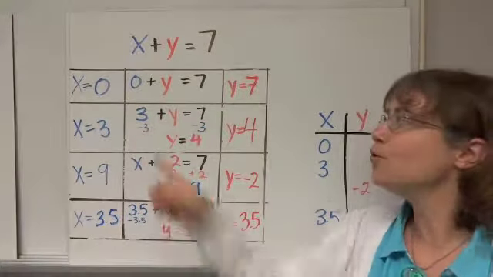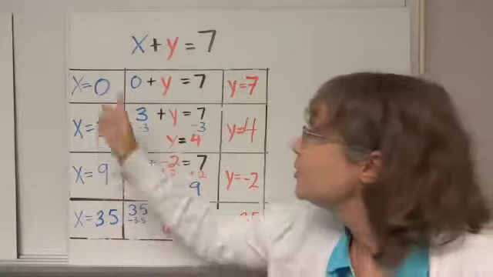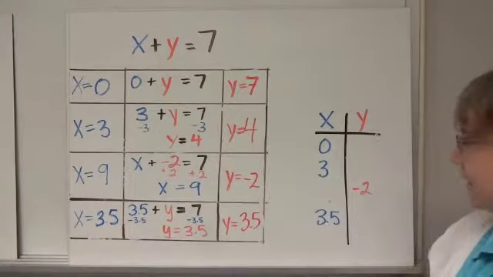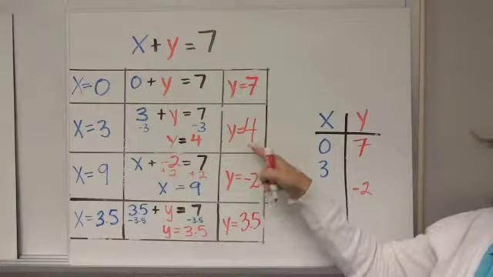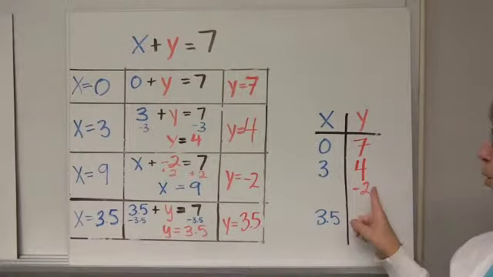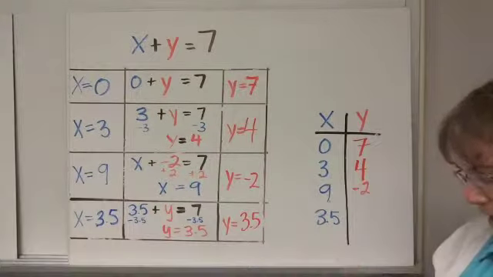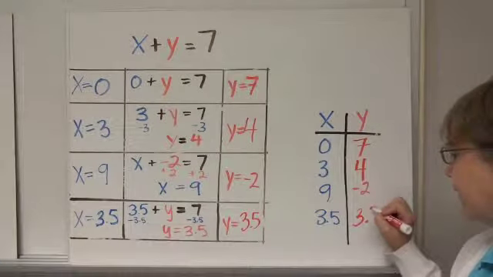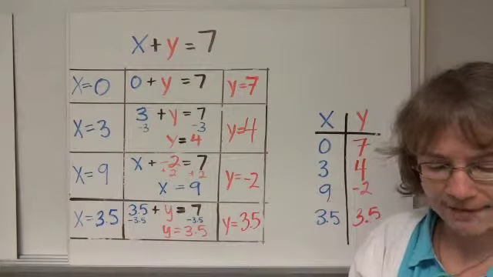Now using these solutions, we can create what's called a t-chart, and that helps us to graph some points. So let's take a look at our t-chart. When x is equal to 0, y is equal to 7, so I can include that there. When x is equal to 3, y is equal to 4, put a 4 right here. When y is equal to -2, that's what we plugged in there, we found that x is equal to 9. And when x is equal to 3.5, y is also equal to 3.5. Now we've got 4 coordinate points, and we can actually graph this line.